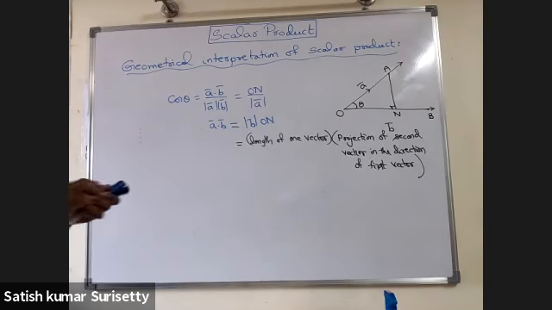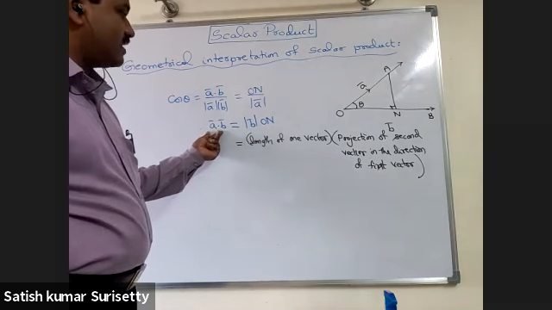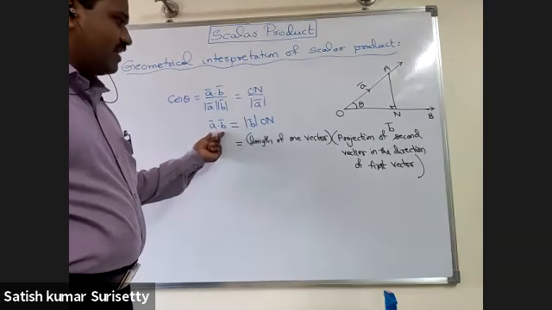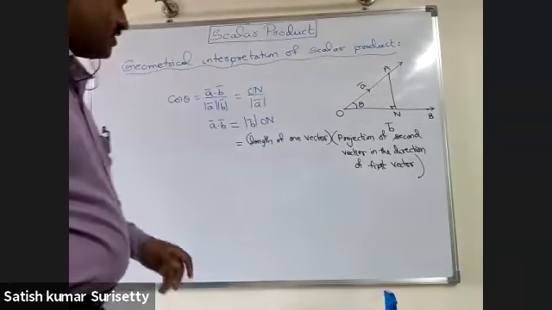So you try to remember. The geometrical interpretation of scalar product, the dot product of two vectors, is that you can take the length of one vector into the projection of the second vector in the direction of the first vector.